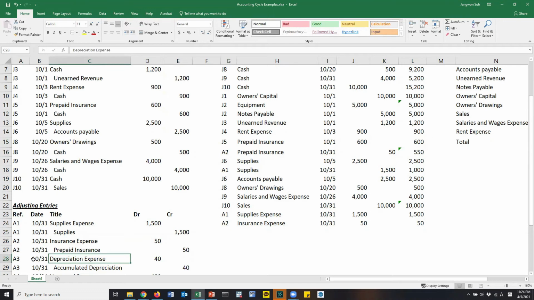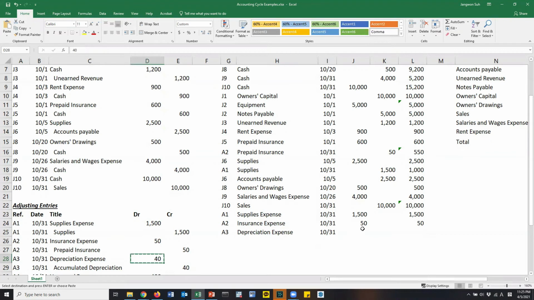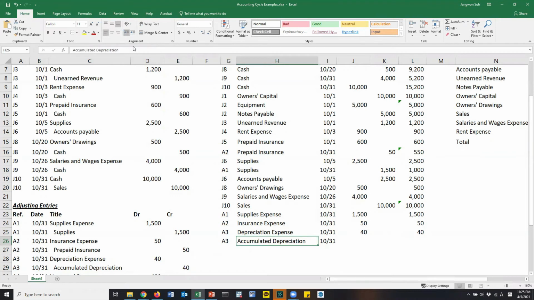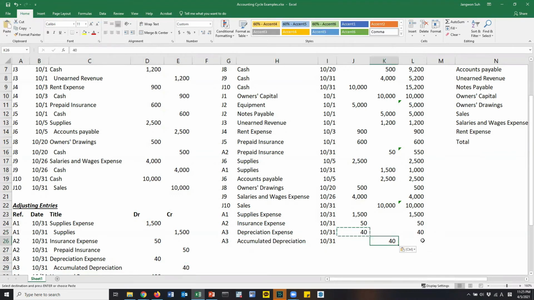Again, from the beginning balance, you add debit and subtract credit because it's an asset item. Then you see depreciation expense. Okay, depreciation expense is also new. So I will write down the numbers here. Accumulated depreciation is also a new item. So I will post the numbers onto here.